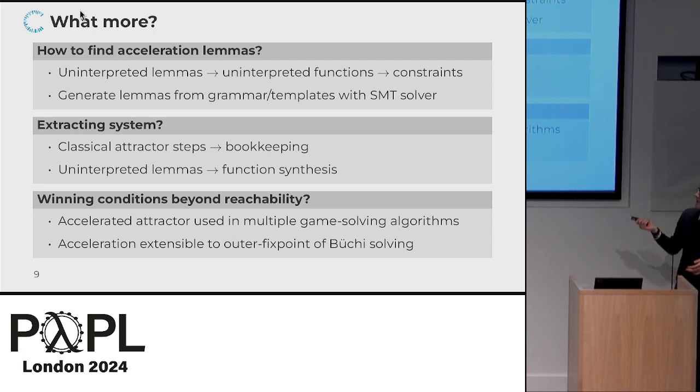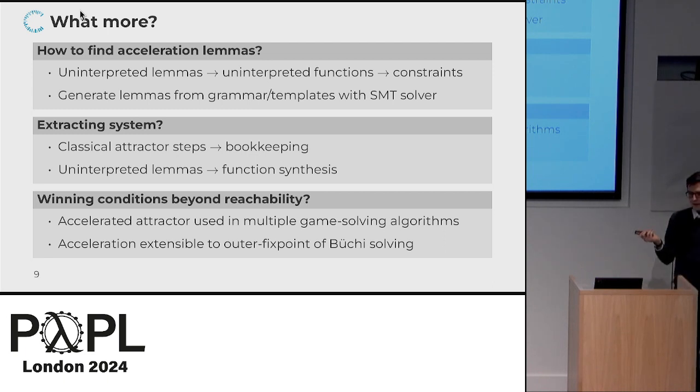Another thing that I motivated this whole thing with is synthesis. So I actually want to get a system that we could run. But how do we actually extract the systems? Also for this I don't have time, but if you do these classical extraction steps, you can do very simple bookkeeping of what kind of steps you do. And if you have these uninterpreted lemmas, you have to do some kind of function synthesis to get the concrete lemmas to apply this.